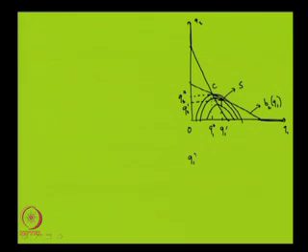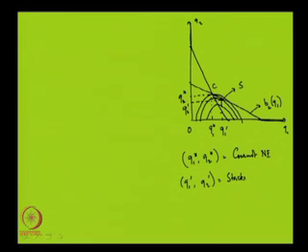So, Q1 star, Q2 star is the Cournot-Nash equilibrium, and Q1 dashed, Q2 dashed is the Stackelberg subgame perfect equilibrium. So, from the diagram it also becomes very clear what is happening to the output level of each firm and what is happening to the profits also.